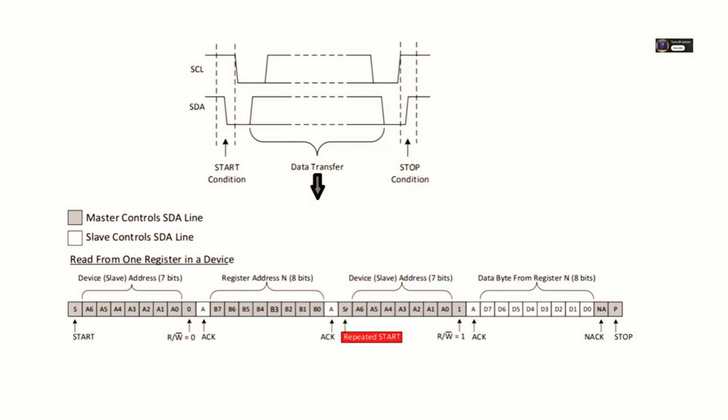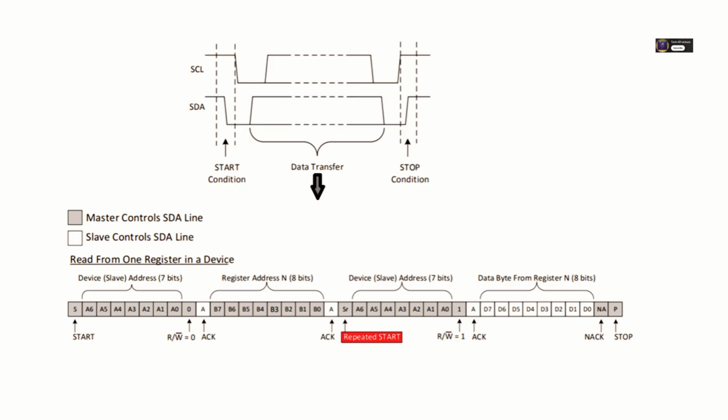It's absolutely critical for atomic operations, where you need to perform multiple steps within one transaction without interruption. The classic example is reading from a specific register in a slave device, like a sensor or EEPROM. First, you need to write to the slave to tell it which register address you want to read from. Then, immediately after, you need to switch direction and read the data from that register. Right, 2 steps. Write the address, then read the data.